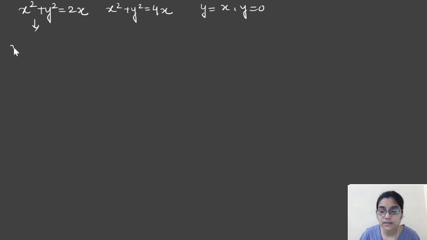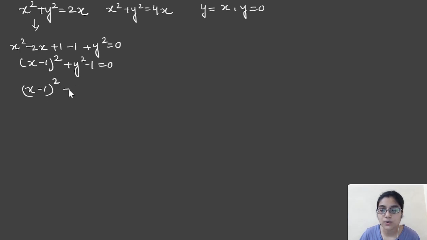In x² − 2x, you can add and subtract 1. So we get (x − 1)² + y² − 1 = 0. That means (x − 1)² + y² = 1. So this is a circle whose center is (1, 0) and the radius is 1.